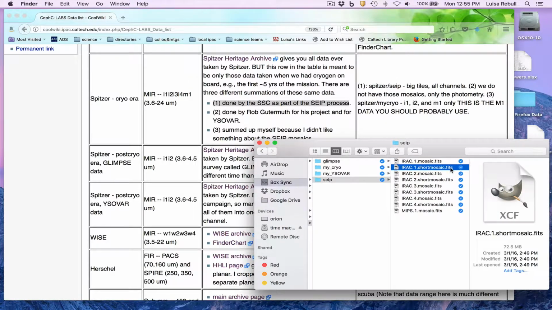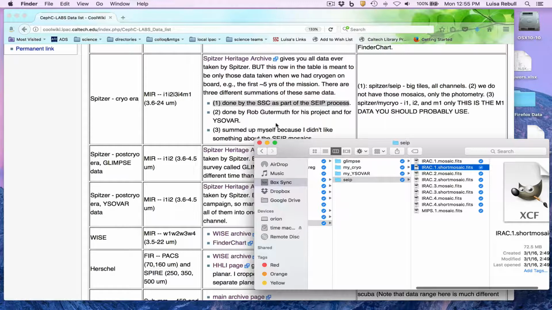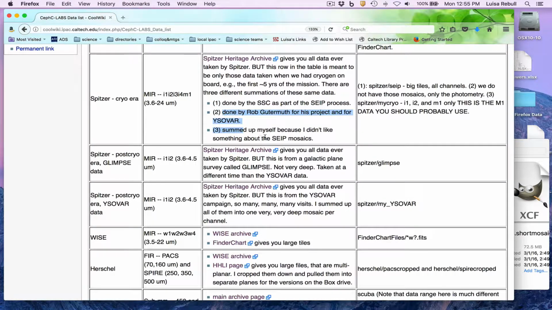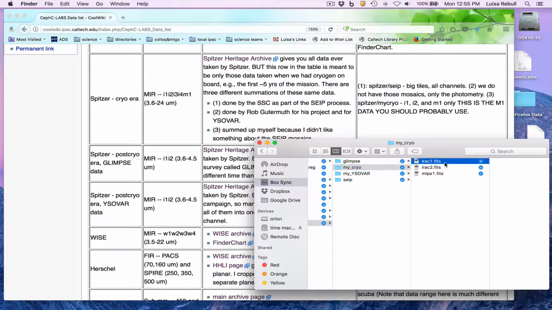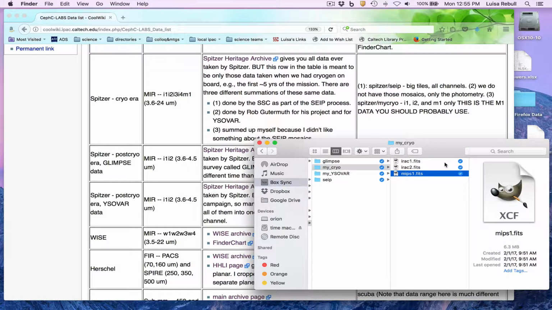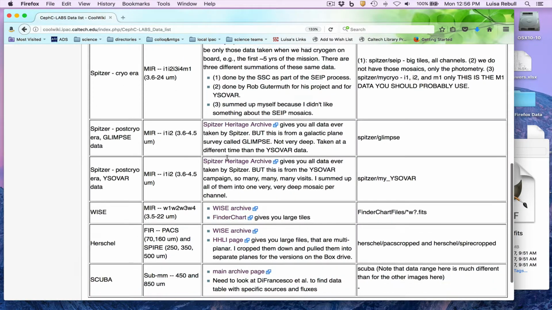So there's mosaic and short mosaic. Short mosaic is really only valid for the bright sources. Like I said, I don't have the mosaics from Rob, but then my own summary. If you go here, my cryo, you'll see my own summed up mosaic images for IRAC 1, 2, and MIPS 1. These tiles are custom to what we're doing because I made them, so these are the data you should probably use in general if you're working with the images directly like this.